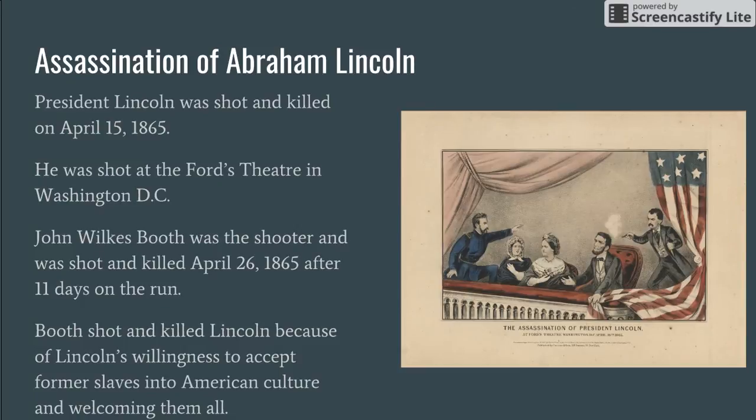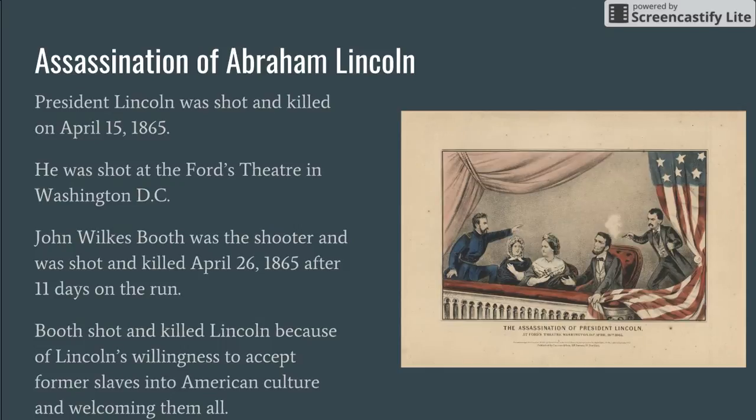John Wilkes Booth managed to escape for 11 days with a broken leg and was eventually shot and killed. I believe he escaped down into southern Virginia at that point. Booth shot and killed Lincoln because of Lincoln's willingness to accept former slaves into America and integrate them. Booth didn't think that was correct. He still had that racist mindset that they're slaves for a reason, they're inferior, they're not as good as us. And Lincoln was just the opposite. He welcomed the slaves in, and wanted them to be a part of what was going on in America.